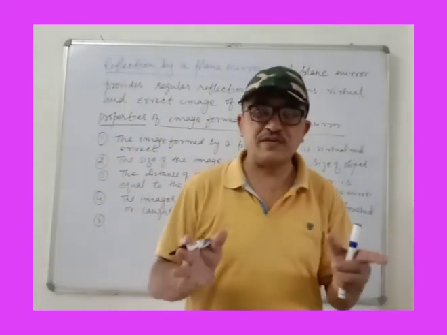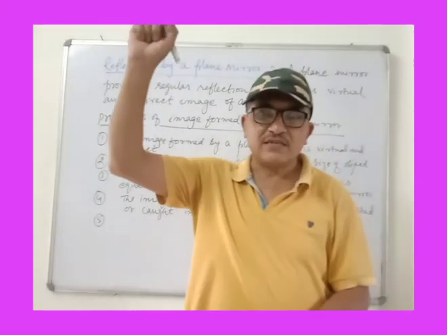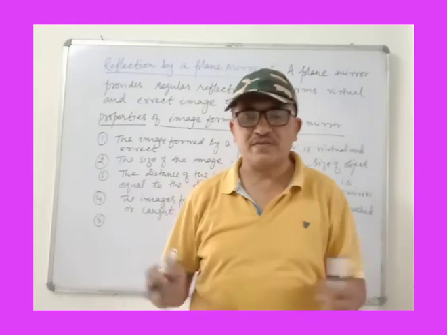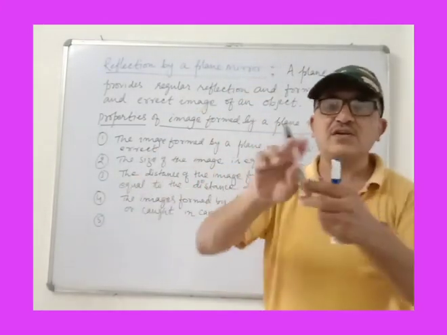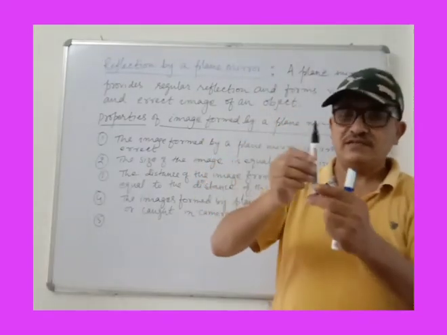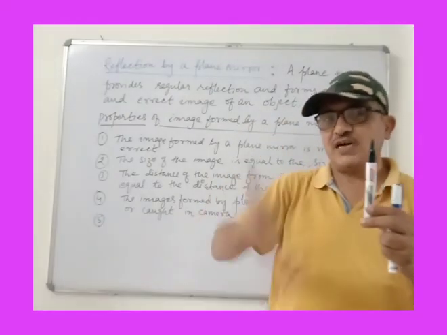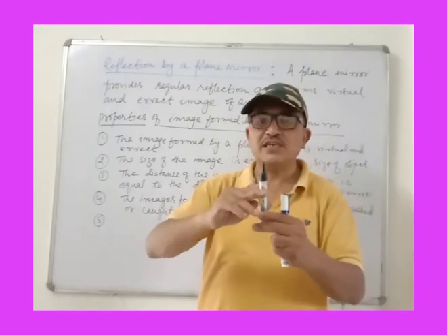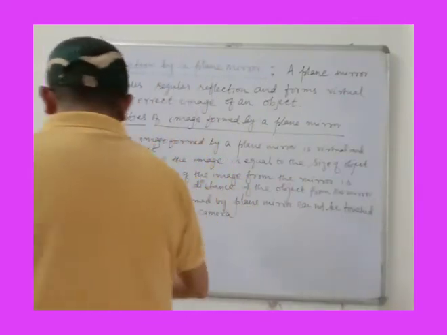If you see yourself in the looking glass, plane mirror, and if you raise your right hand, the image will raise its left hand. The right appears left and left appears right. This is called lateral inversion. Not the vertical inversion. It will be erect only. Vertical inversion will not be there. You can't see your head down and legs up. You don't see that. But you see your right appears to be left. It is called lateral inversion.